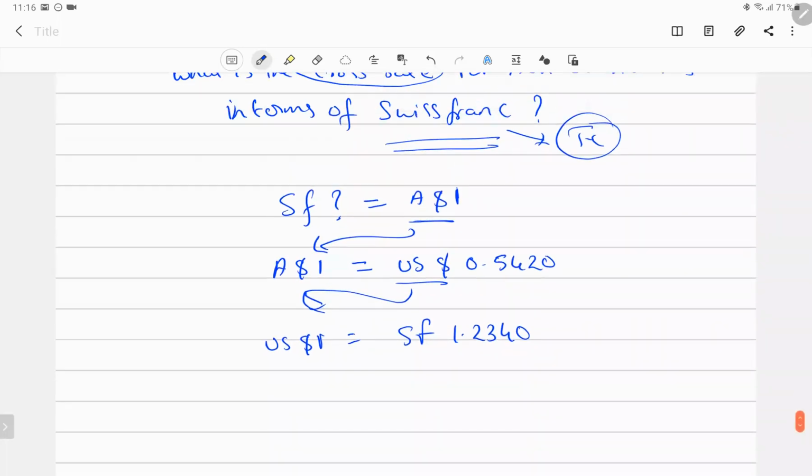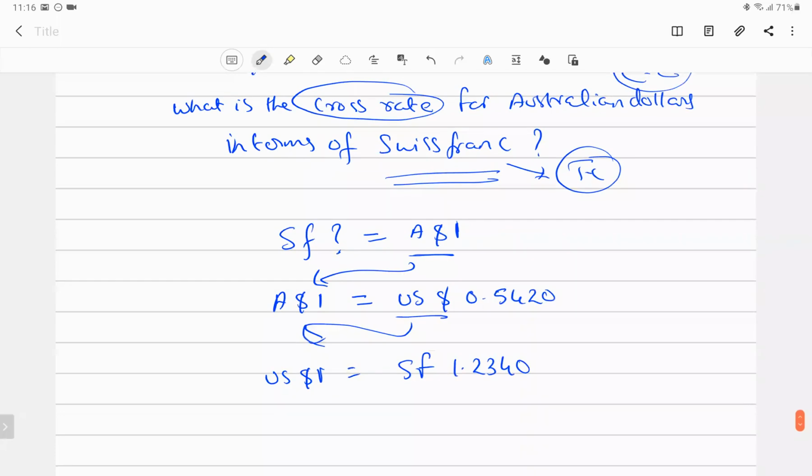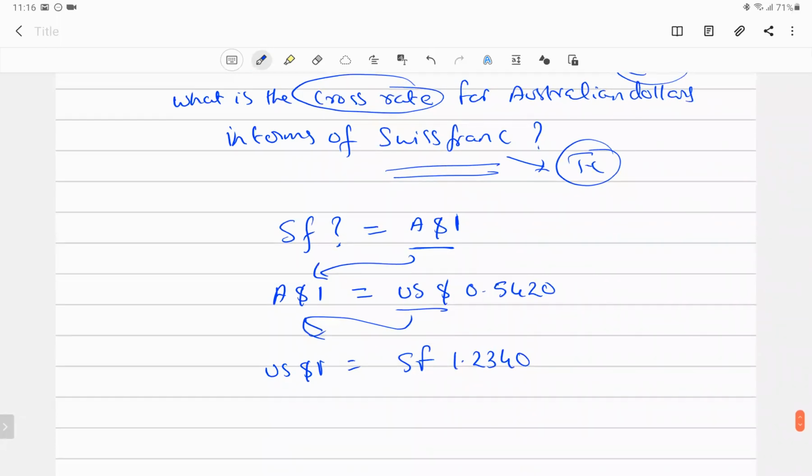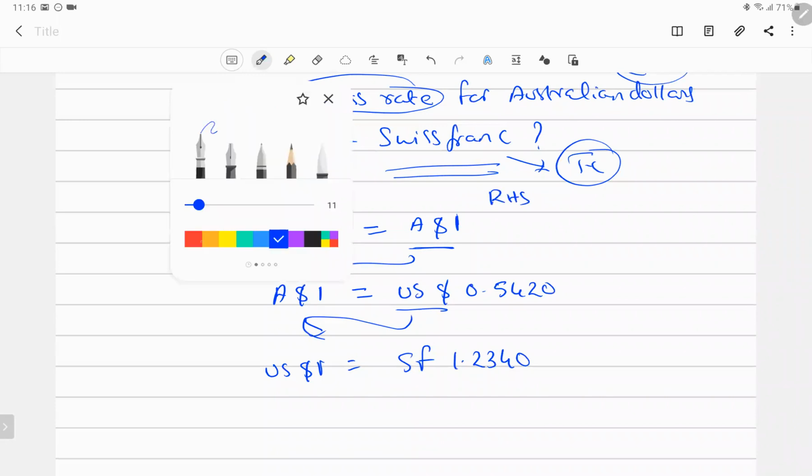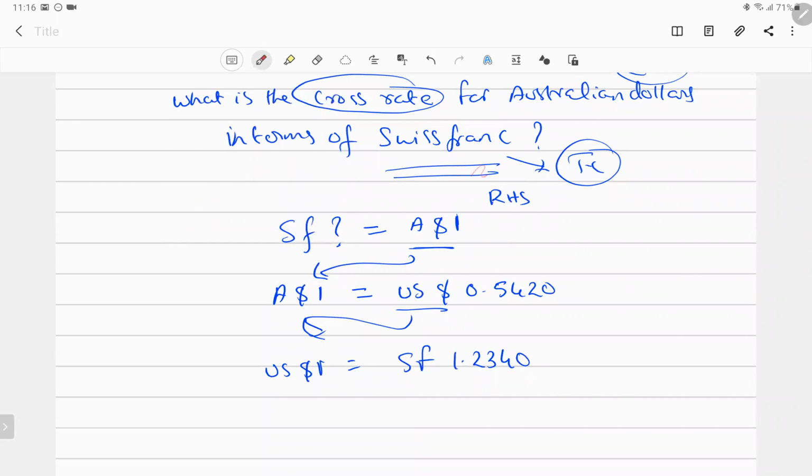So here you can put it more easily. This is your right hand side. You put it as RHS. Put another color, okay, put it in red. This is your right hand side, right? And this is your left hand side, right?